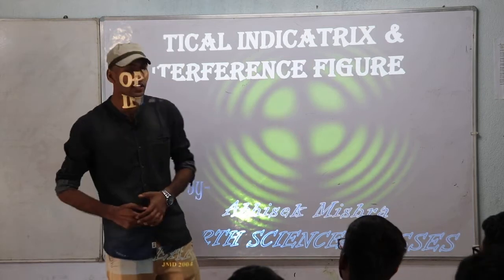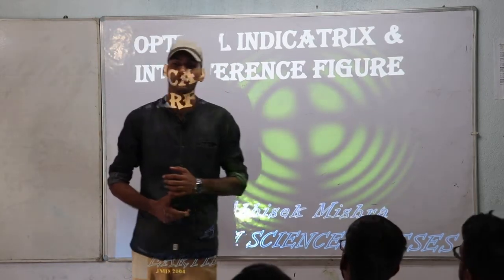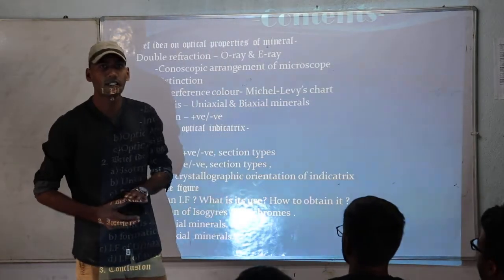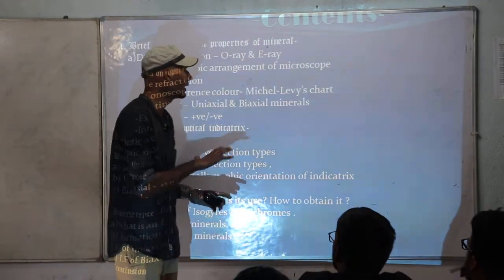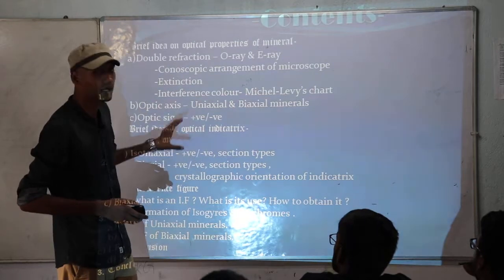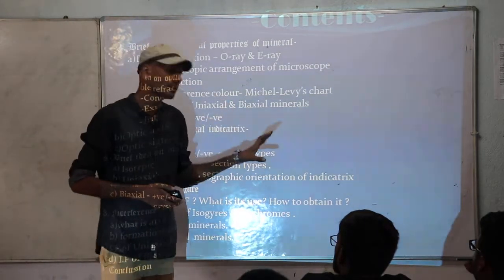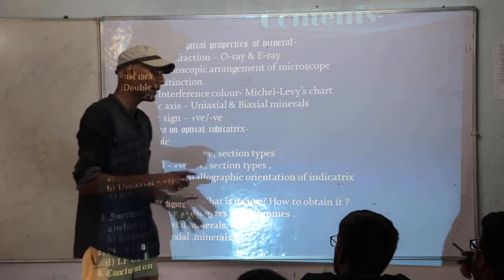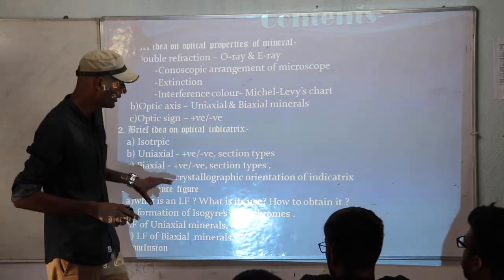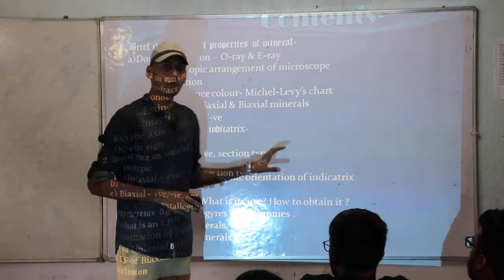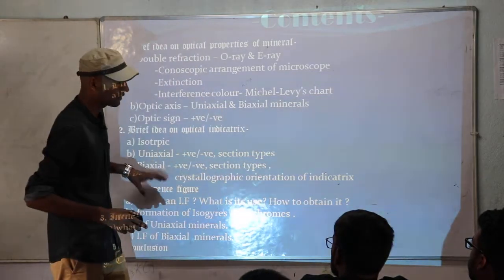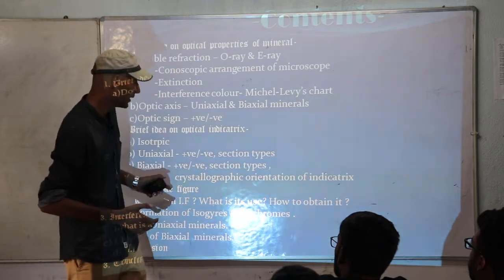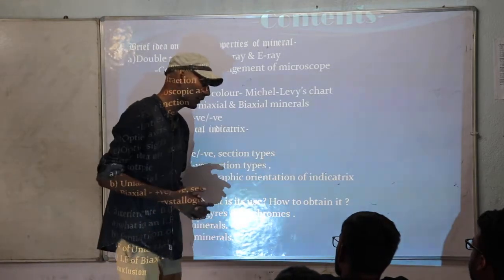So now we are going to discuss indicatrix and interference figure. Before going to indicatrix and interference figure, we will discuss some basic concepts of optical mineralogy like double refraction, extinction and interference, and then we will go for indicatrix of different types of minerals like uniaxial and biaxial. Then we will cover the interference figures of different types of minerals and what is the use of interference figure, and then the optic sign determination of different types of minerals.